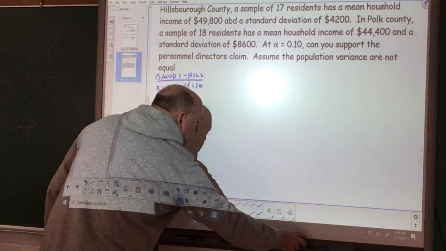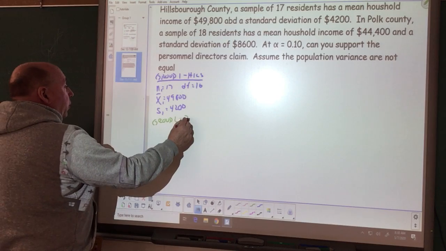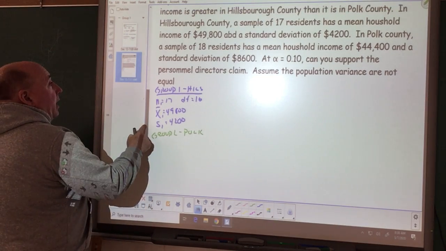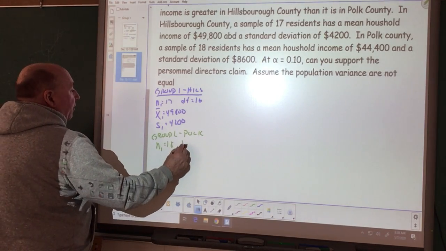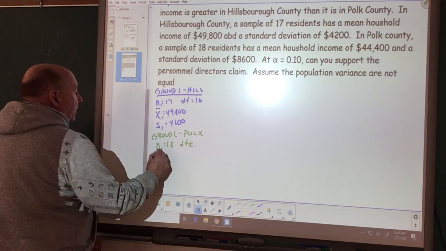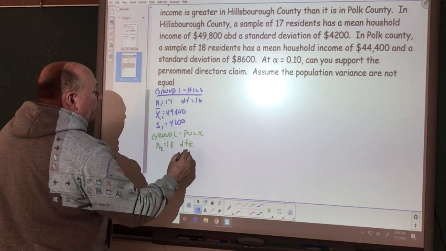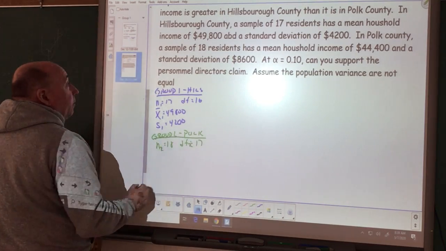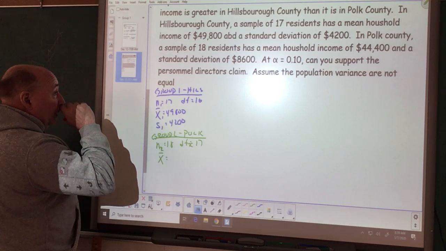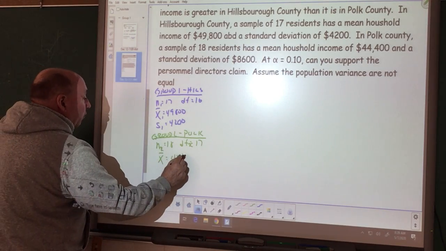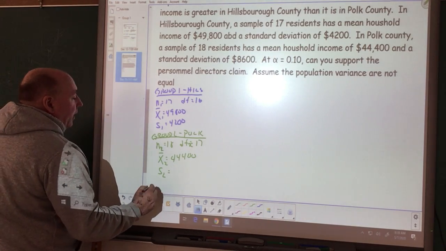In group 2, we have Polk. We have, let's see here, n2 is 18, degrees of freedom 2 is 17. Their mean household income is 44,400. So that's x bar 2, and s2 is equal to 8,600.